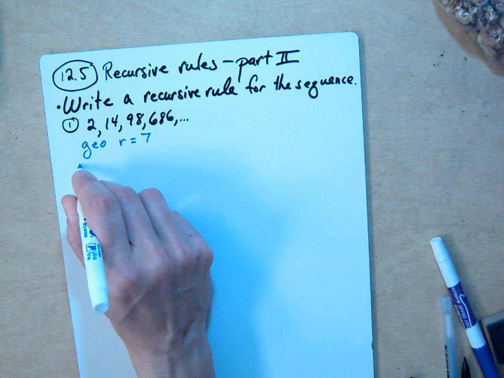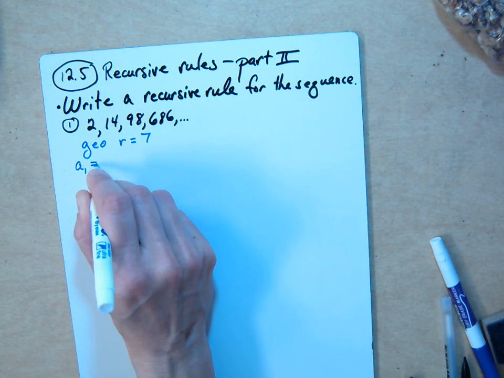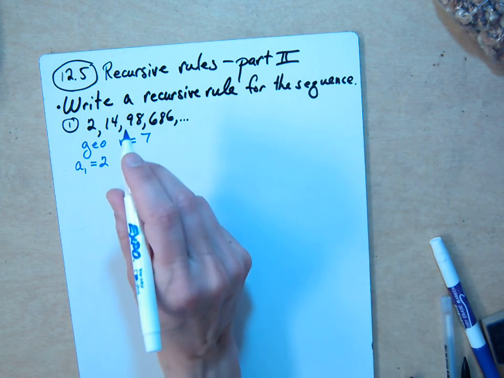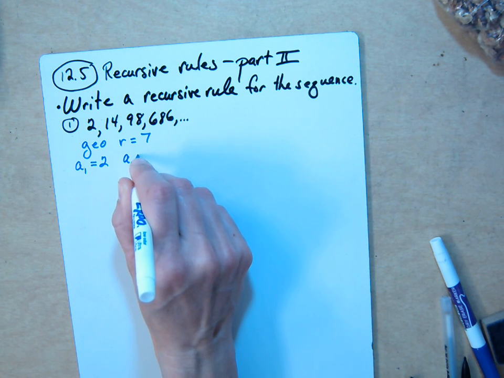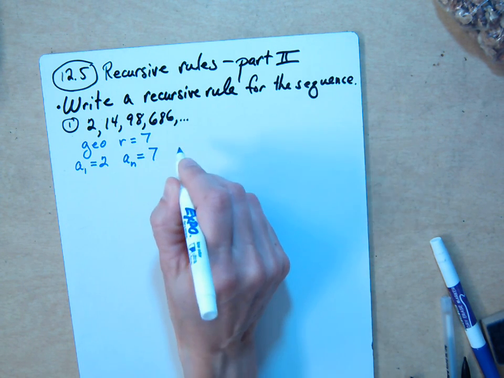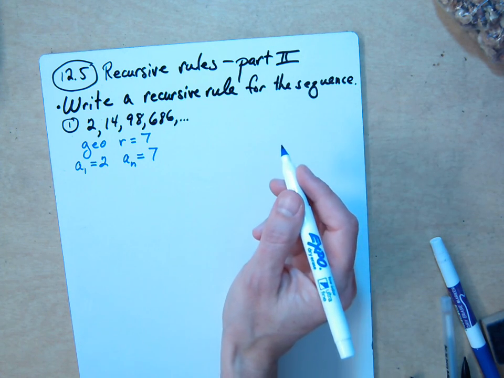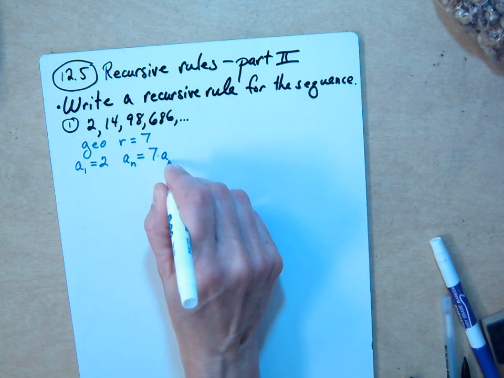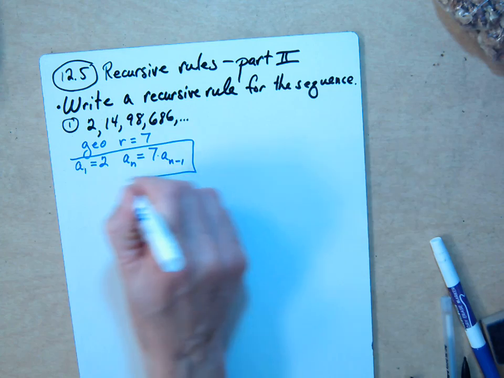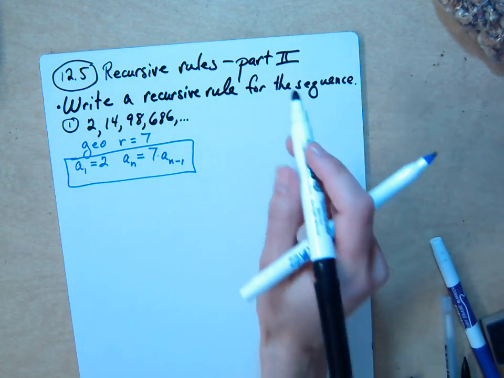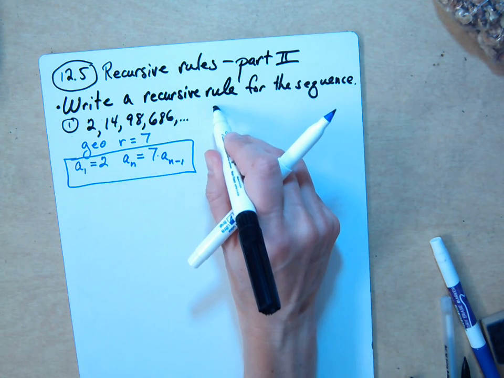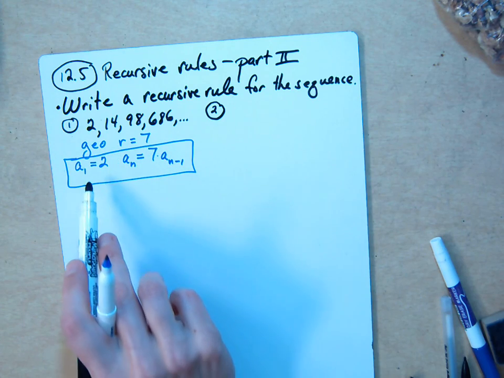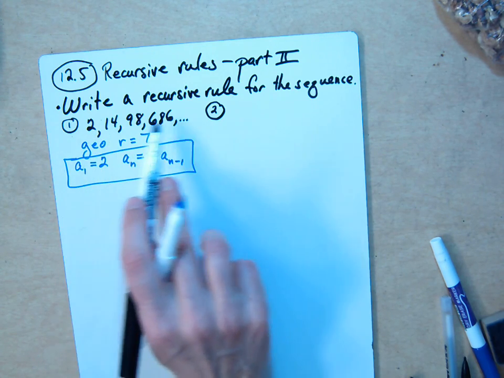So the way you write a recursive rule for this, you would say a sub 1 equals 2. You have to identify the first term by saying a sub 1. And then you would say the nth term, a sub n, equals 7 times the previous term. And how do we notate previous term? Yes, a sub n minus 1. That is the answer. Done. So that's how you would do it if it's geometric, and you can always, like on a quick quiz, take your answer and work backward and plug in 1, 2, 3 and make sure you get these sequence terms.